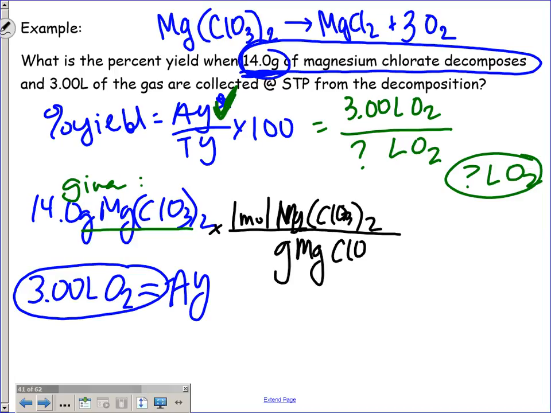Anybody? I think that's a little off. Say again? Can you tell me the molar mass? I need the molar mass. I got it. You guys can double check this. 24.31 plus.